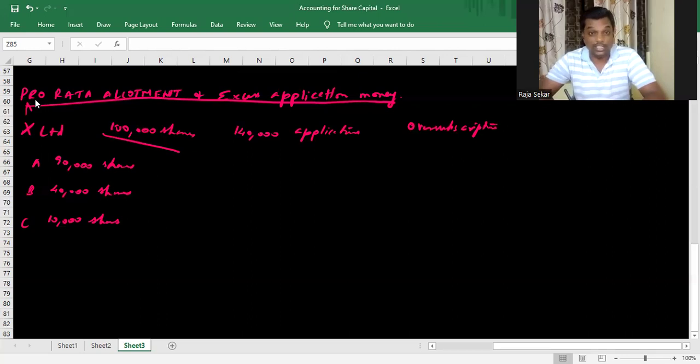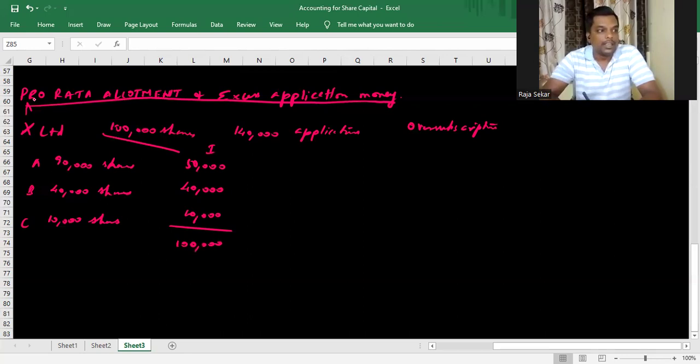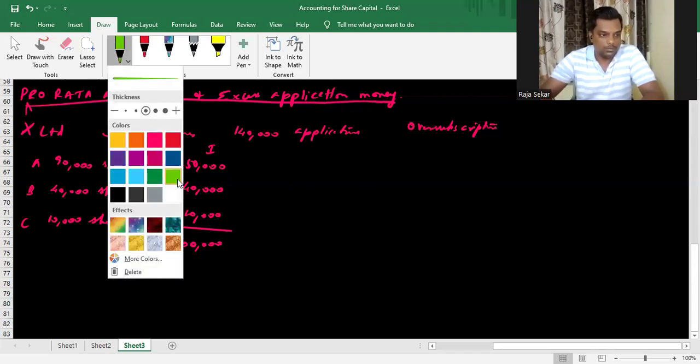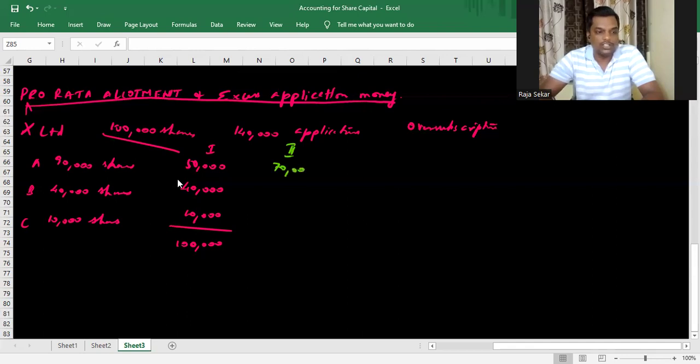Like it can allot a certain number of shares to A, a certain number of shares to B, and a certain number of shares to C, and reject all the other applications of those people. Or, for instance, in case one, it might allot 50,000 shares to A, full 40,000 shares to B, and 10,000 shares to C, and allot 1 lakh shares in total. In case two, it might do something different, like allot 70,000 shares to A and 20,000 shares to B and 10,000 shares to C and allot 1 lakh shares.